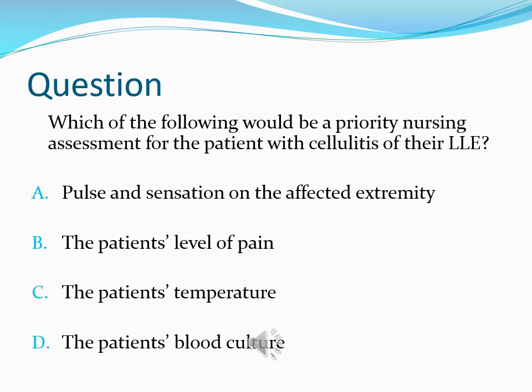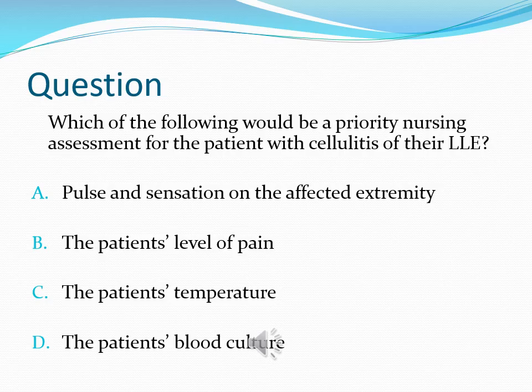So that's the answer. And obviously, pain is also a priority. People with cellulitis often have pain. It's usually not so severe that it becomes a major priority. Again, somebody comes in with an infection, probably the first thing we're going to want to do as a nurse is assess their temperature, or one of the first things. And then pulse and sensation on the affected extremity.